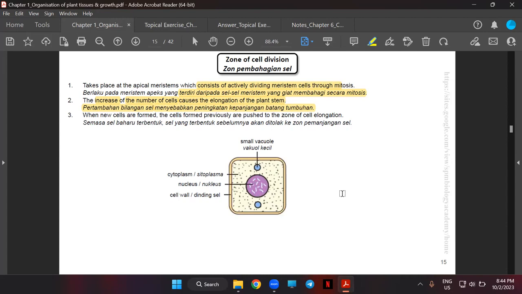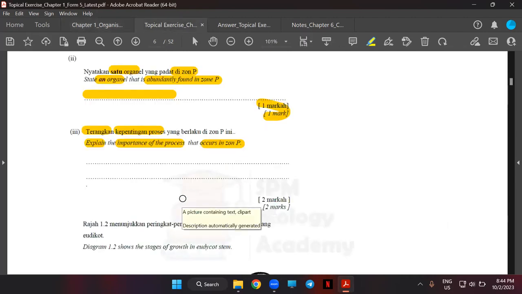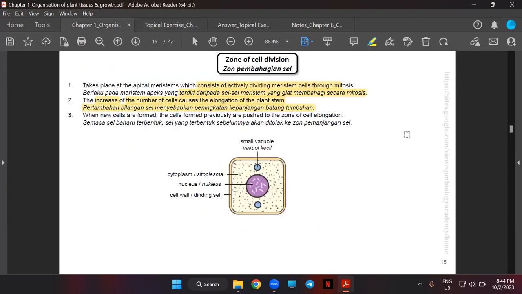Dapat dua markah. So you must know how to answer question. Macam mana mau jawab, mesti kena tahu. I'm teaching that also. So first, you write the importance of the process, tulis dia punya kepentingan, lepas tu baru explain. So itu jawapan dia.